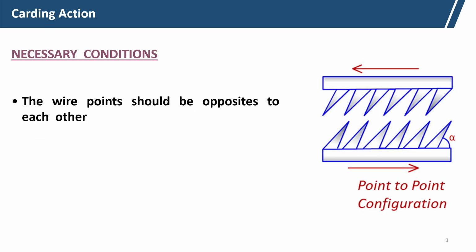And then the wire points should be opposite to each other. The wire point directions should be opposite to each other to have the opening action, which is the carding action. If they are in the same direction, then the opening will not be there, and the fiber will get transferred to the surface which moves at the higher speed. That is also not possible. So we need to have the direction of the wire points opposite to each other.